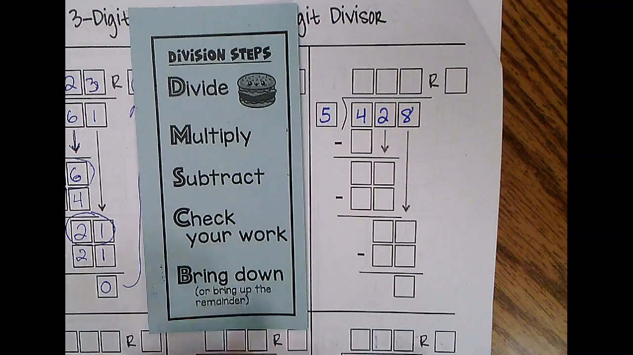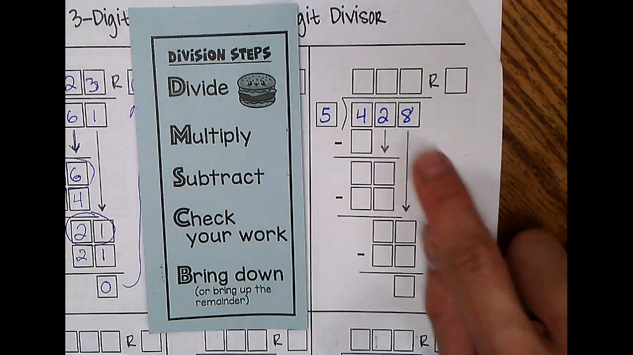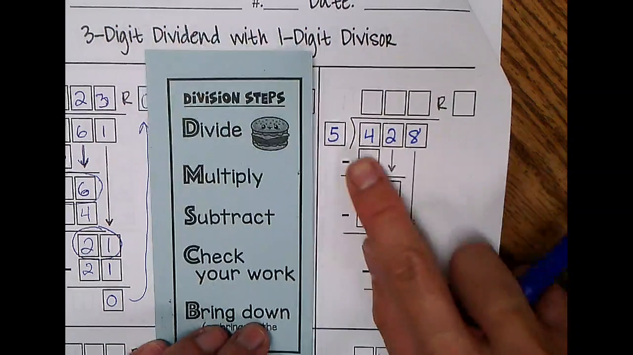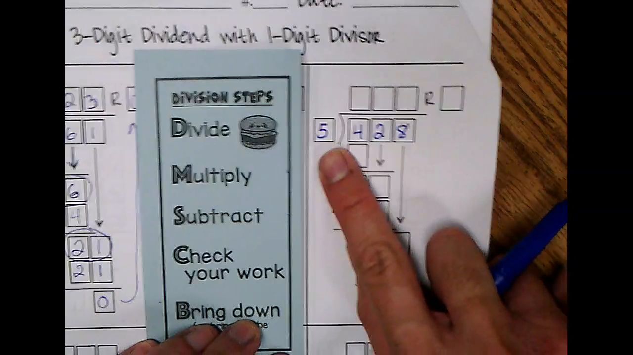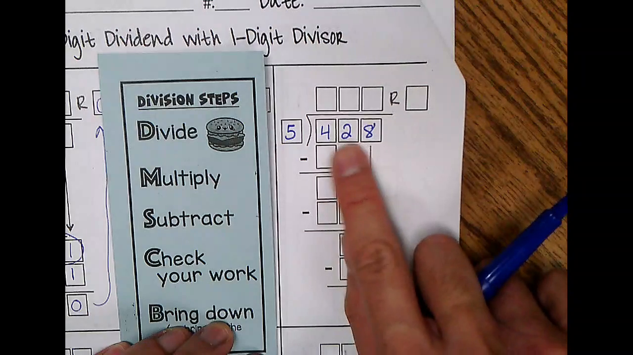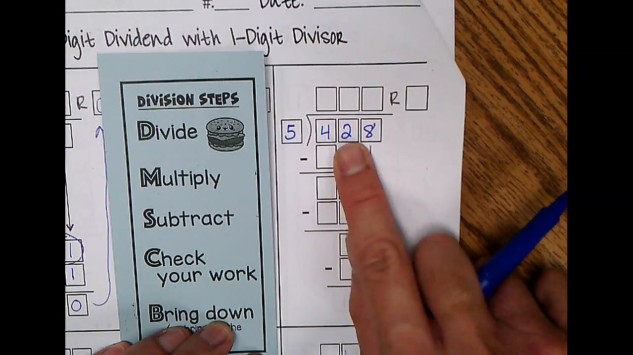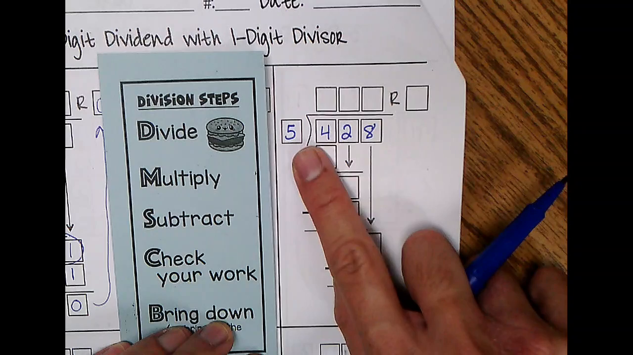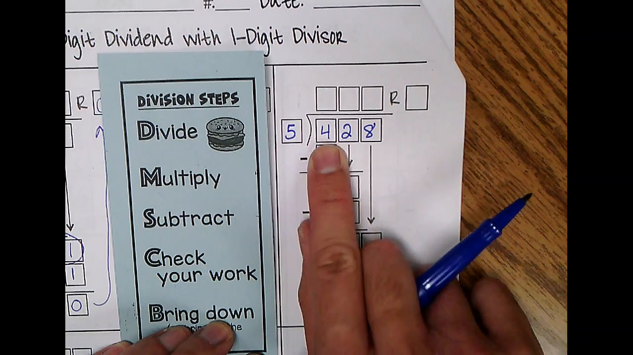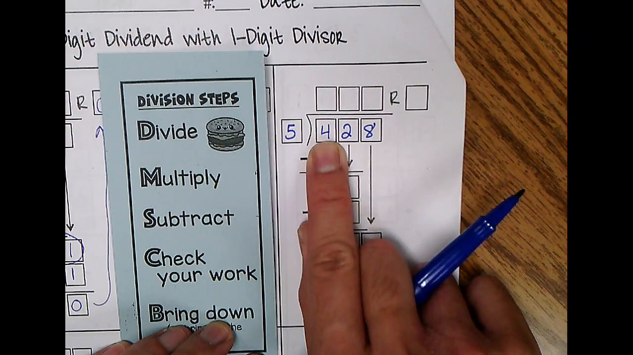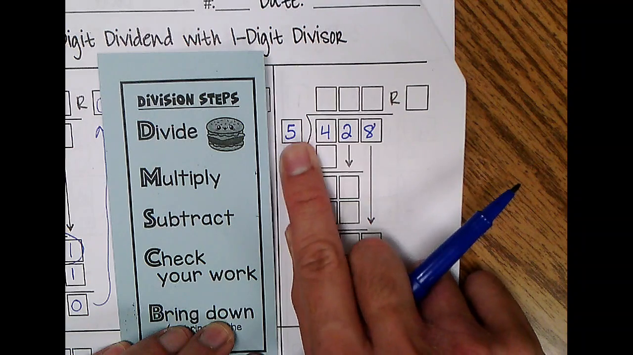All right, for this video, I'm going to show you how to divide a 3-digit dividend with a 1-digit divisor. So we have 3 digits in our dividend here. So I have 428 divided by 5. So we're going to start with the highest place value, which is the 4 in the hundreds place. So we're going to go with 4 divided by 5.